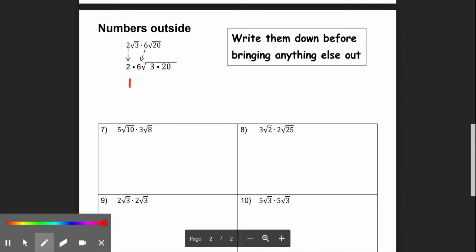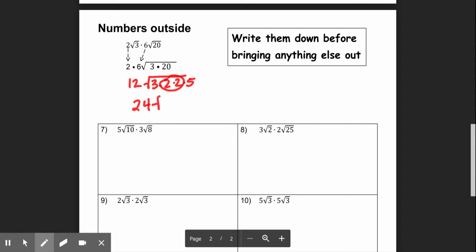2 times 6, that's 12 square roots of 3 times, and then 20 is 4 times 5, so it's 2 times 2 times 5. So I'm going to pull out a 2, and then I'll multiply that by that 12. So that will give me 24 square roots of 15. All right, so let's take a look at number 7.